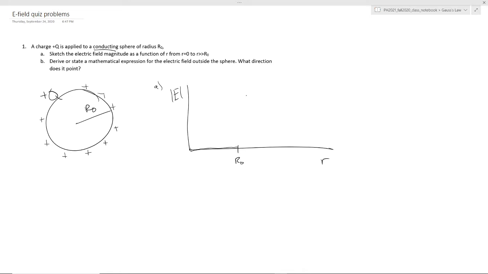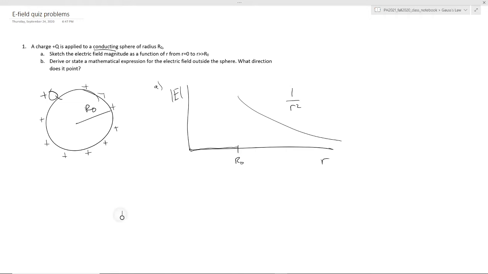And then outside of it, since it's spherically symmetrical, it's going to look like a point charge. So it'll look like 1 over r squared. And this is basically what I was looking for in your sketch of what the electric field magnitude looks like.